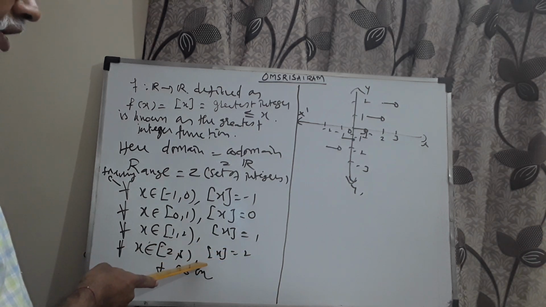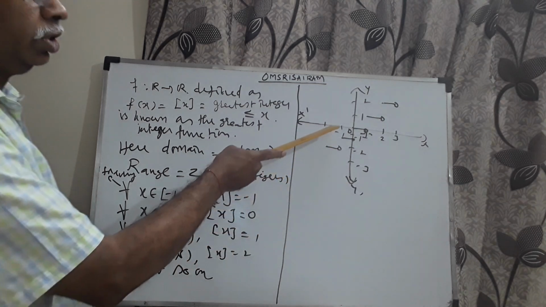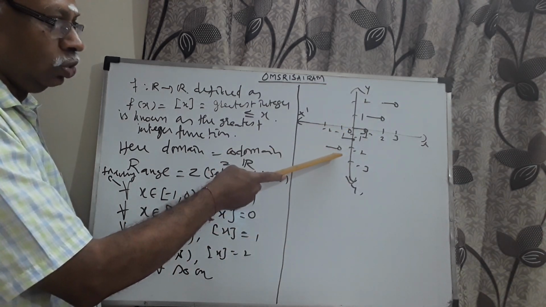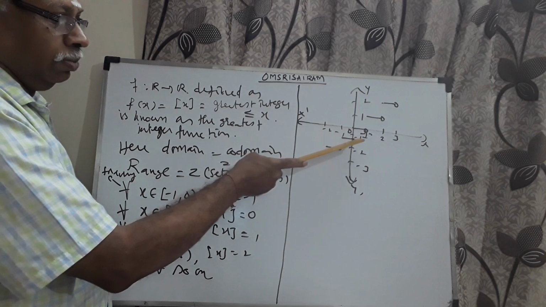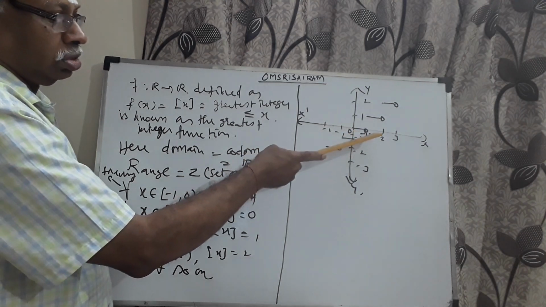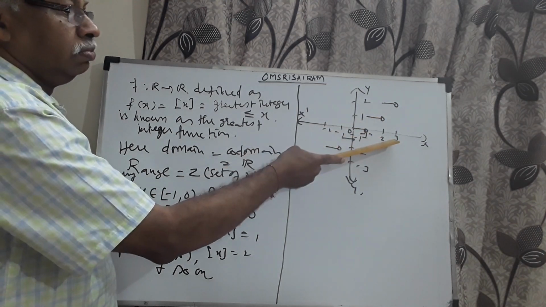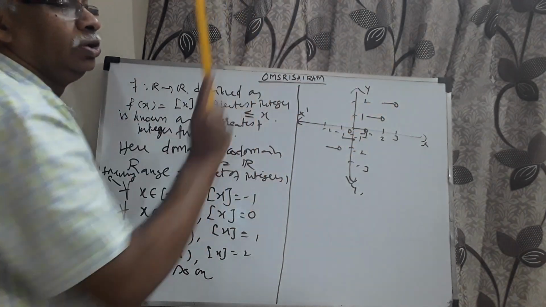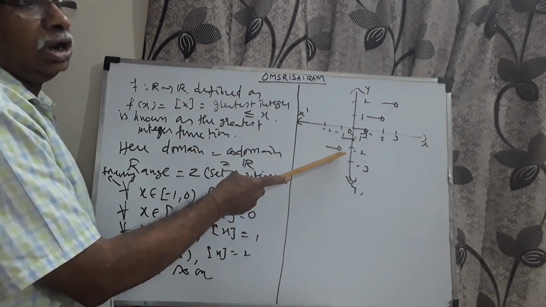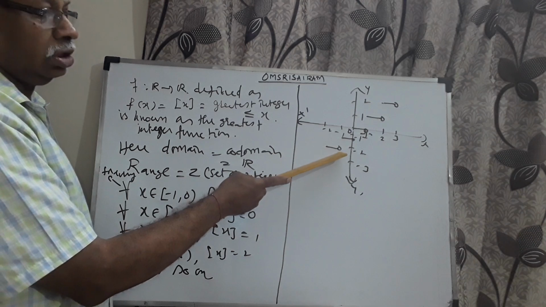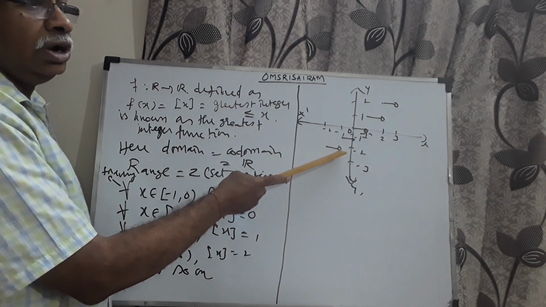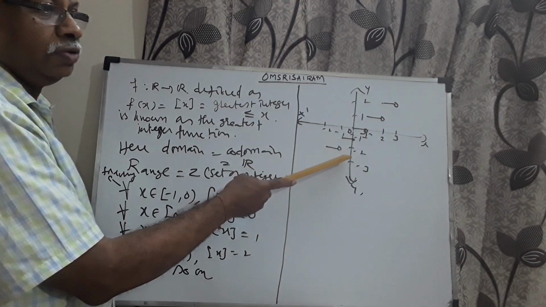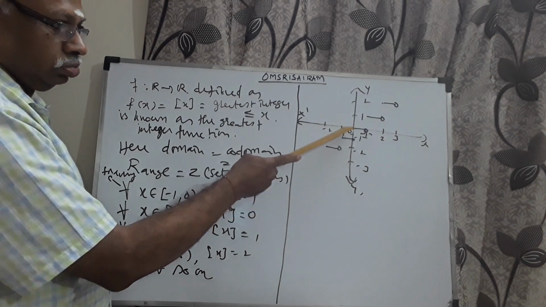Close 2, open 3, the interval, the value is 2. Now for the image, from -2 to -1 it is -2, but for -1 it goes up, for 0 it goes up, for 1 it goes up, for 2 it goes up, and so on. It goes further. Every circle at the rightmost end is considered a point of discontinuity. There are infinitely many points of discontinuity here.